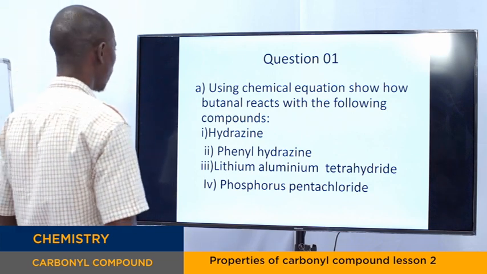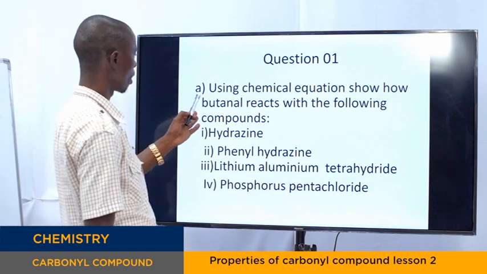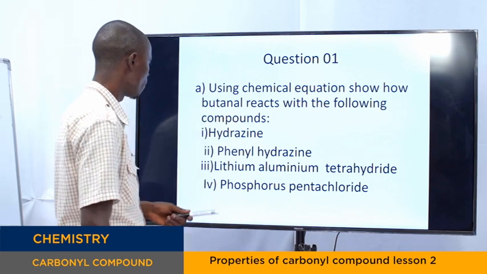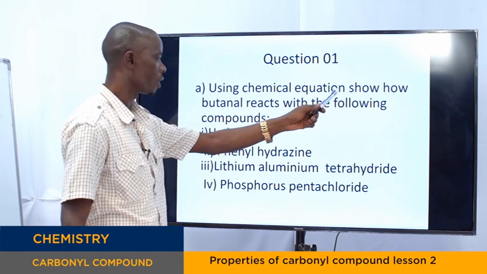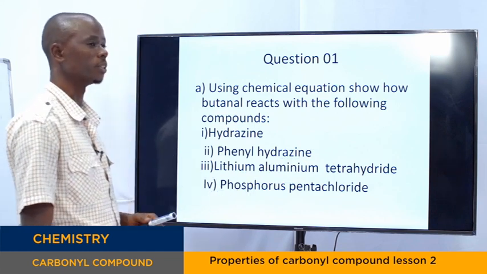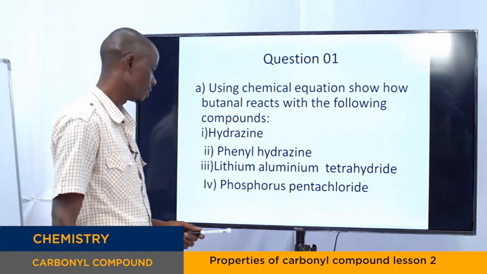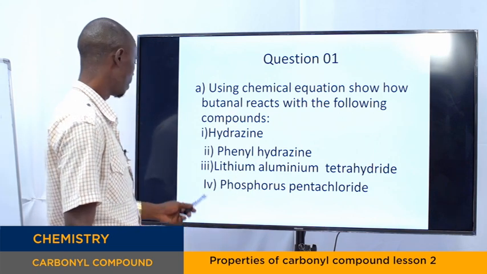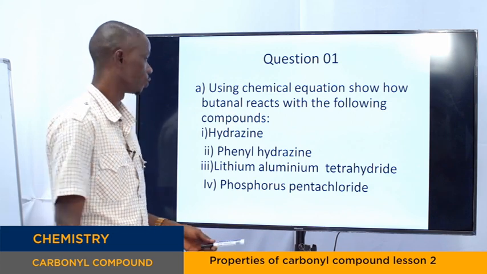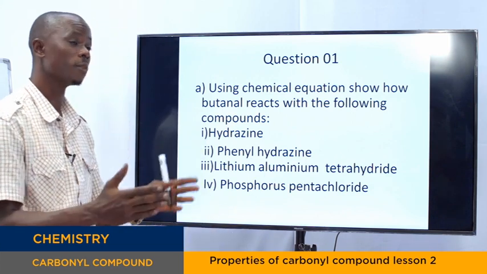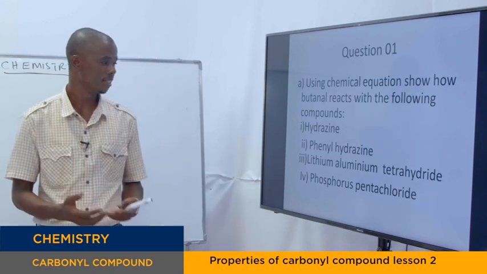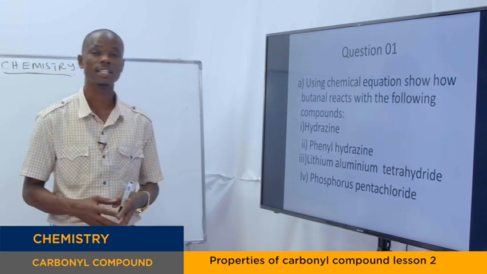Now, coming here, the first question says, using chemical equations, show how butanal reacts with the following compounds. The first one is hydrazine, the second one is phenylhydrazine, the third one is lithium aluminium tetrahydride, and phosphorus pentachloride. So these are reactions that are very important. So let us see how butanal, which is an aldehyde, reacts with each of the compounds given there.